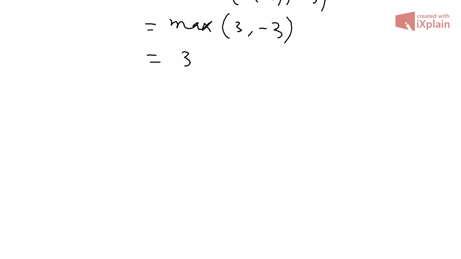Geometrically, the absolute value represents the distance from the origin to the number x on the real line. Here we have a real line and this is the origin. From the right hand side of the origin all the numbers are positive, and on the left hand side all the numbers are negative: minus 1, minus 2, minus 3.